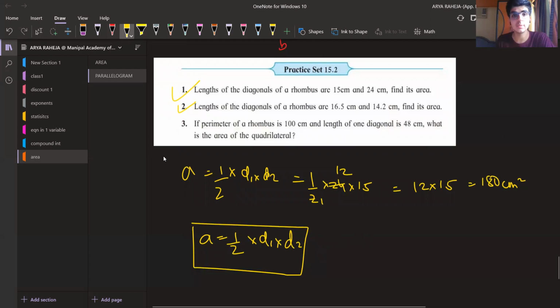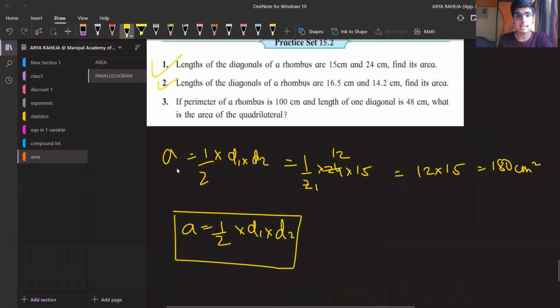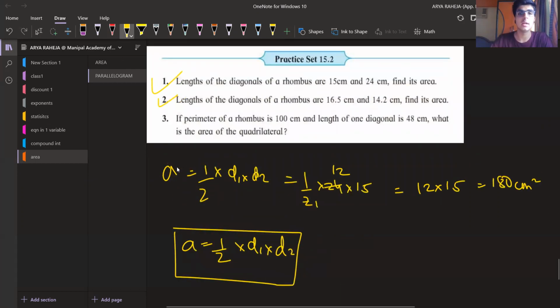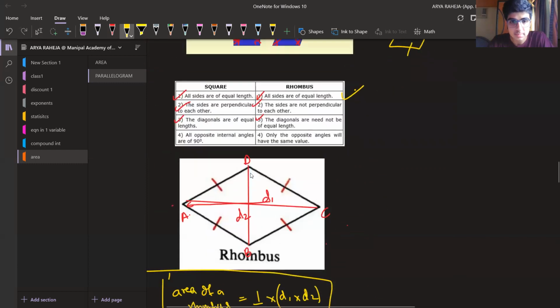Now we'll come to the third question, which is a pretty good question, I would say. This type of question will need some thinking. Let's see. If the perimeter of a rhombus is 100 centimeter and the length of one diagonal is 48 centimeter, what is the area of the quadrilateral? Write this question down in your book, and let me bring the figure here.